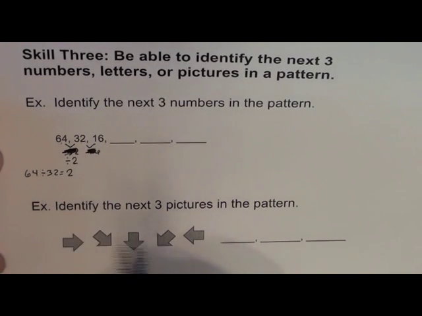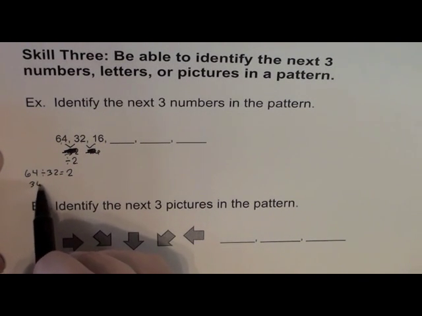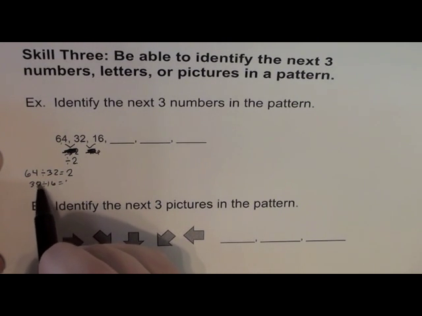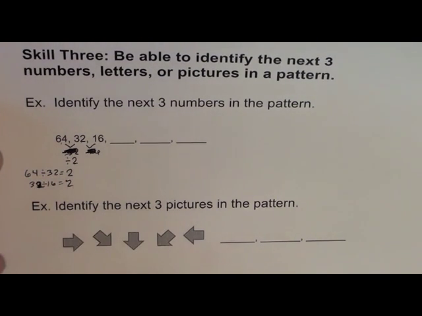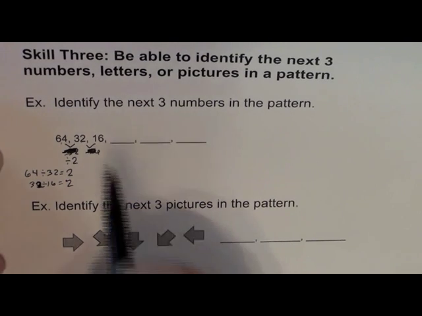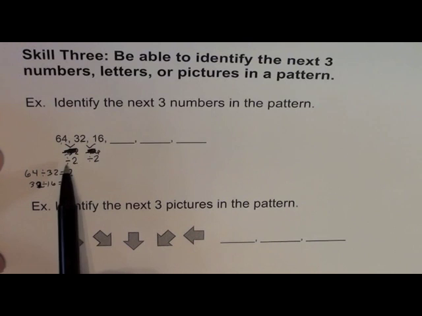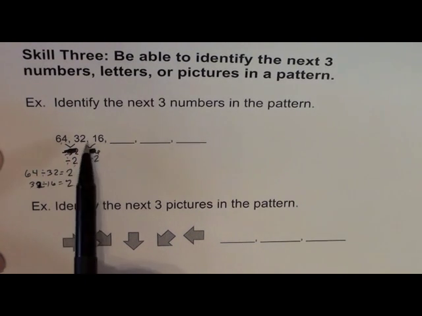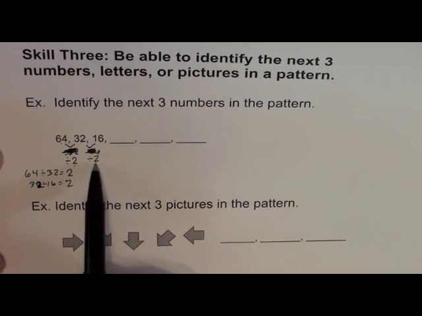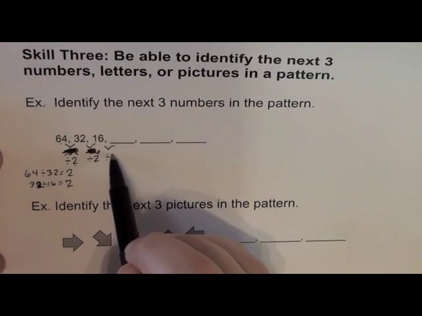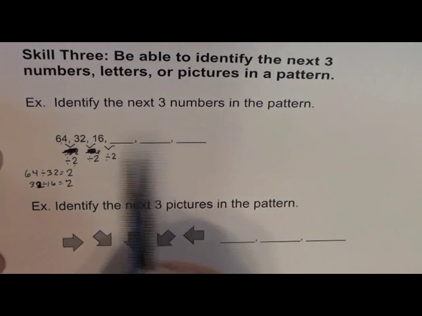What about from 32 to 16? Well, 32 divided by 16 is also 2. Well, that's interesting. We now have something where we divided by 2 to get from the first number to the second, and we divided by 2 to get from the second to the third. There's a pattern. We can now continue dividing by 2 each time.